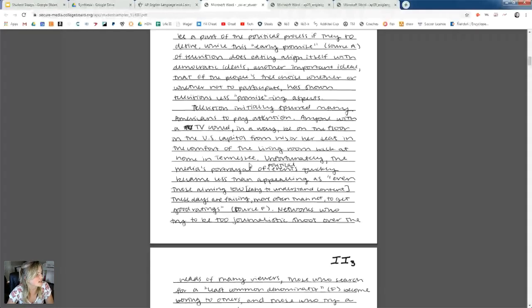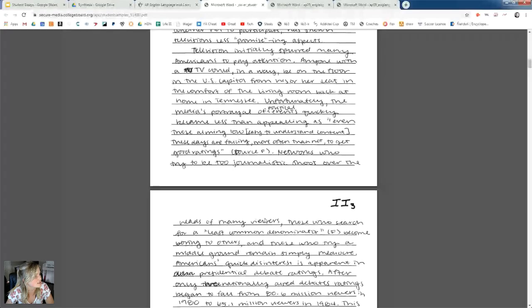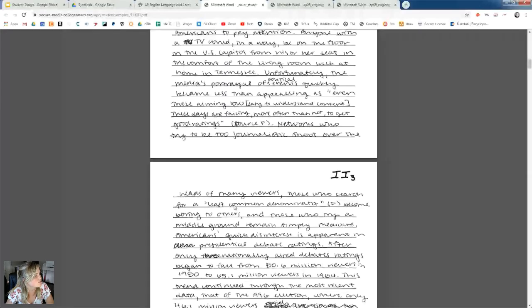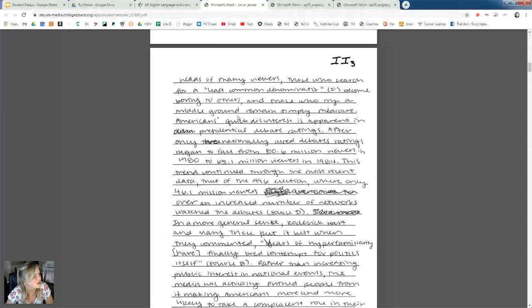Unfortunately, the media's portrayal of politics quickly became less appealing, as even those aiming for easy to understand content these days are failing, more often than not, to get good ratings, source F. Networks who try to journalistic shoot over the ideas of many viewers. Those who search for a lowest common denominator, source F, became boring to others, and those who try to get a middle ground remain simply mediocre. Americans, quite diverse in appearance in a presidential debate or writings.